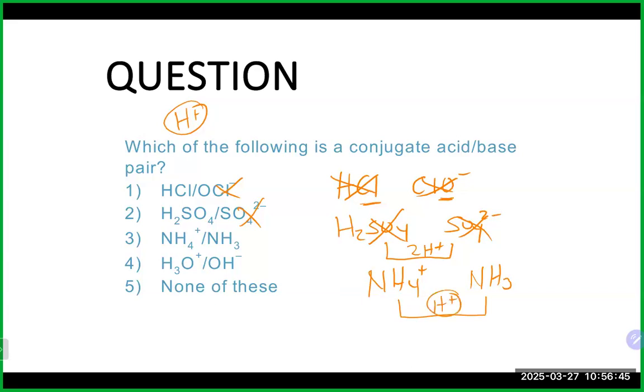The only difference is one H plus. You could either put the H plus on here, you get this guy, or remove the H plus from this guy, you get this guy, however you want to look at it. But that would be a winner there.